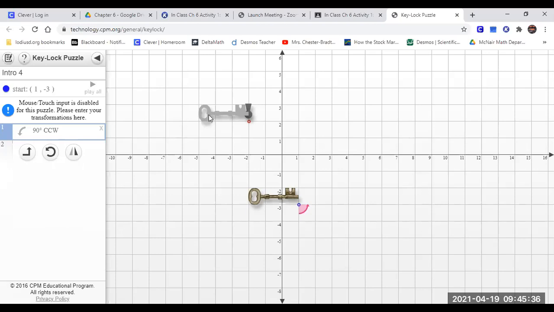Okay, so our key looks like it's facing the correct way. Now we got to get the blue dot to the red dot. So what are we going to do? Slide or flip or what? Slide. Okay, so this is the slide button. Okay, so is the blue dot going left or right? Is the blue dot going left or right?